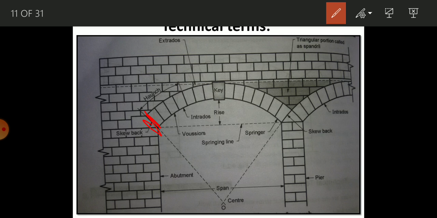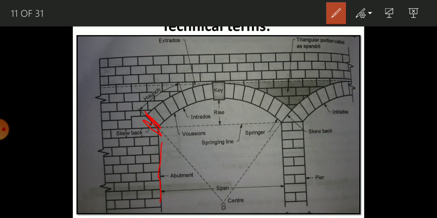The next is the abutment. So what is the abutment? This is called the abutment. Abutment means the end support by which an arch is supported. It is termed the abutment.